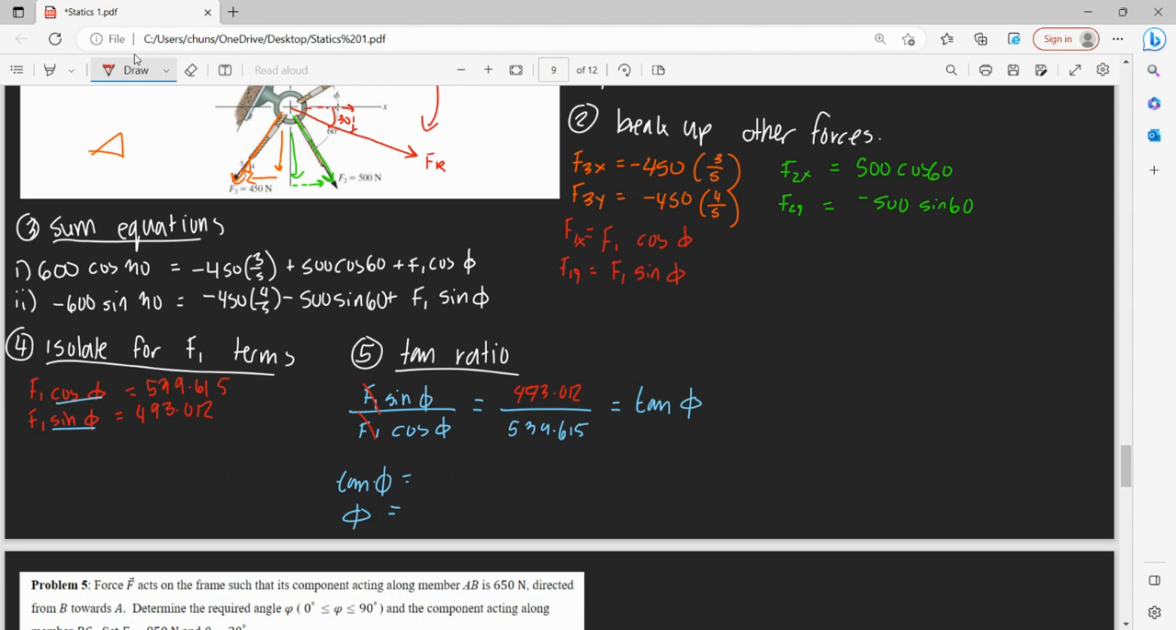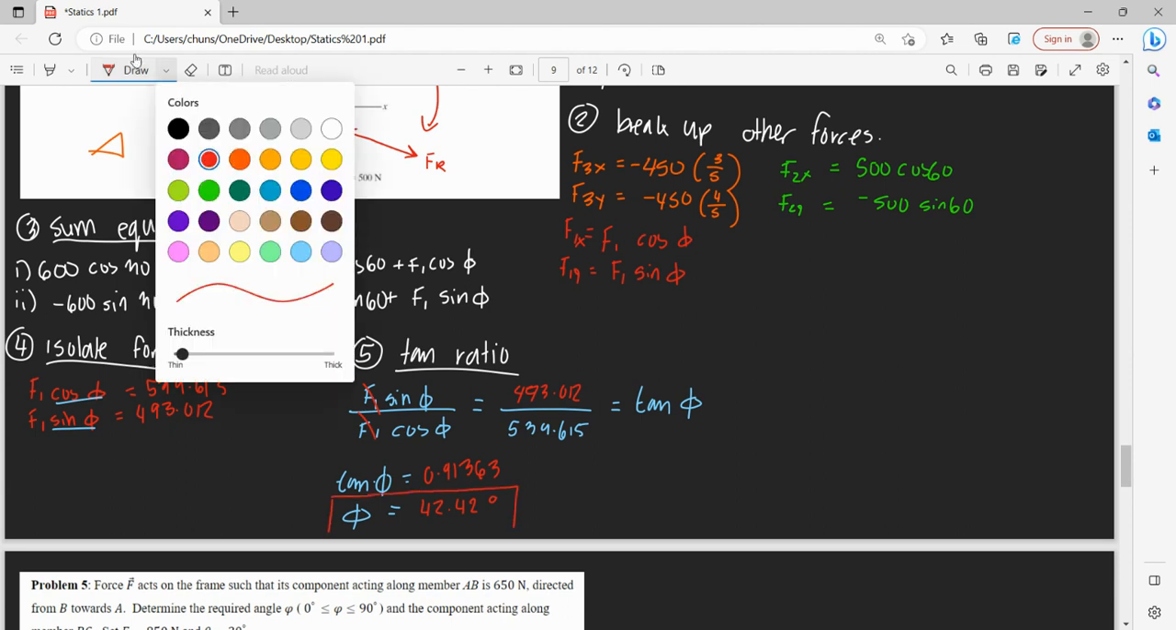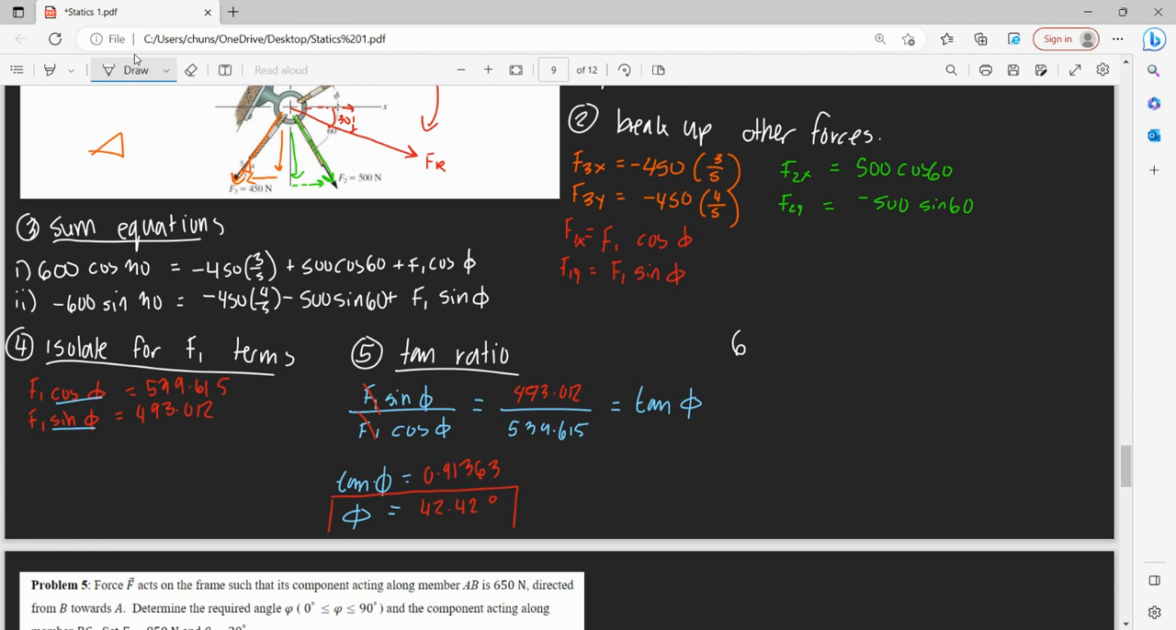Take this, divide it by, and this gives us 0.91363. Tan inverse of that. There we go. So that is 42.42 degrees. So that's our answer for phi. And then plug back in to find our F1.